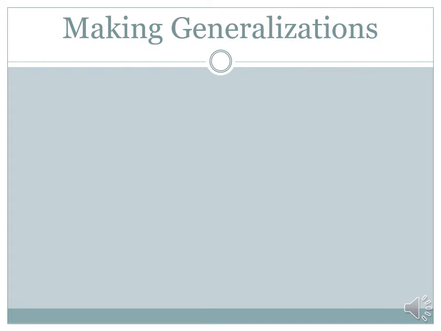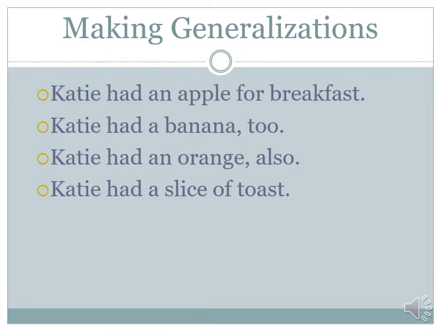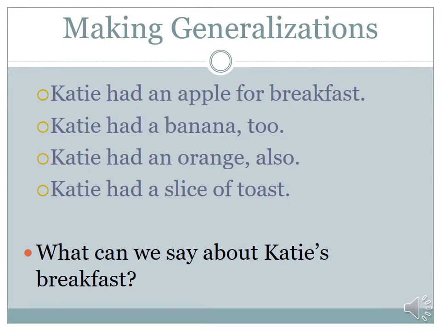Now let's proceed to understanding making generalizations, or how do we make generalizations. Before that, let us read the 4 sentences first. Katie had an apple for breakfast. Katie had a banana too. Katie had an orange also. And then Katie had a slice of toast. So what can we say about Katie's breakfast?